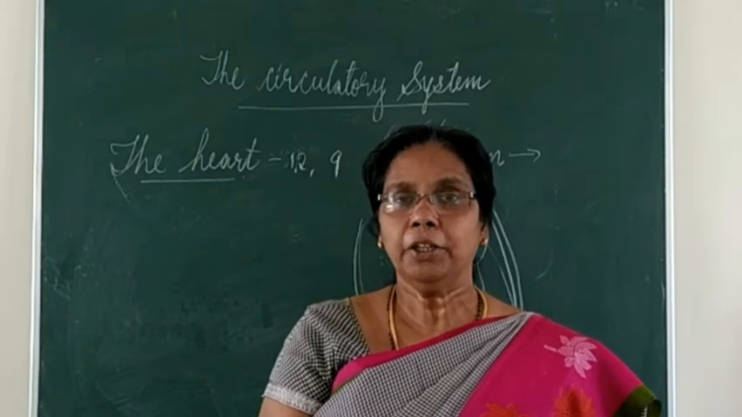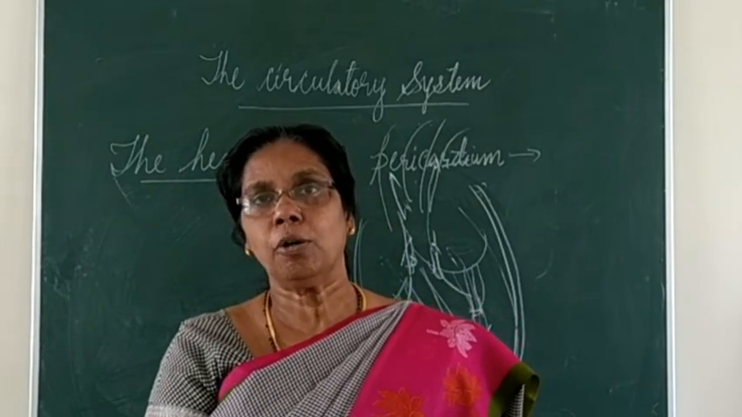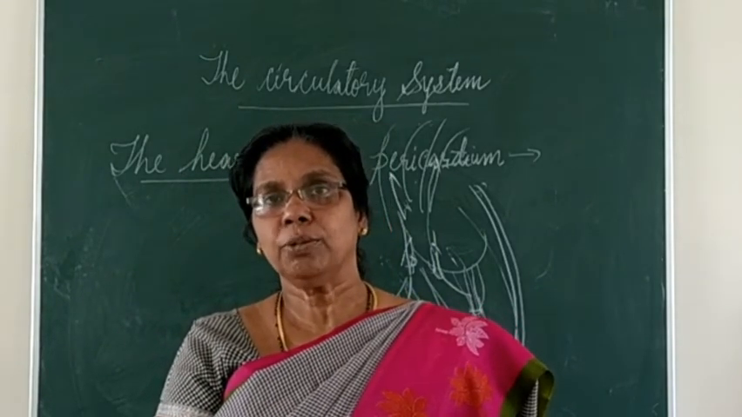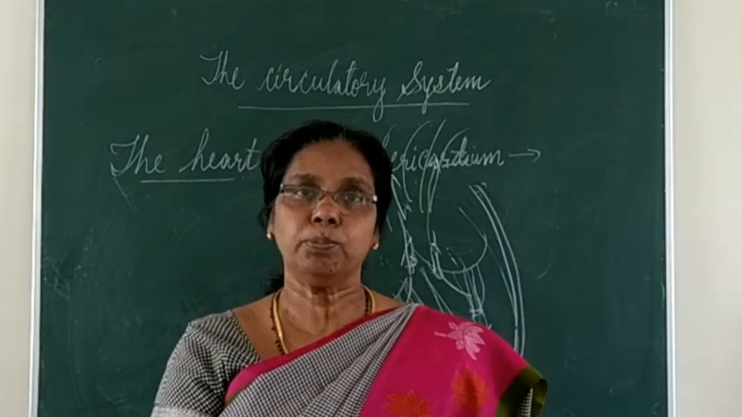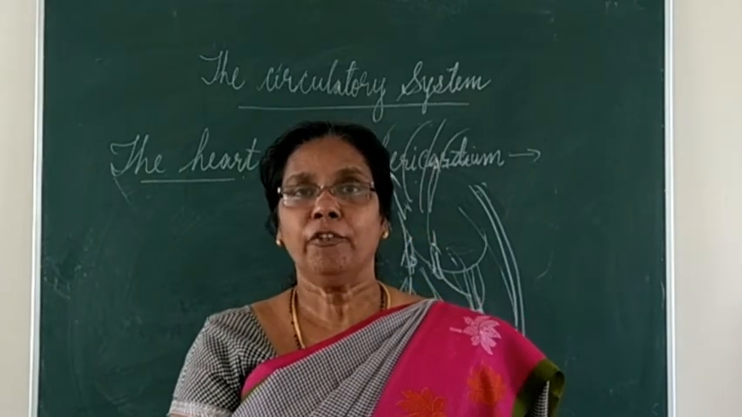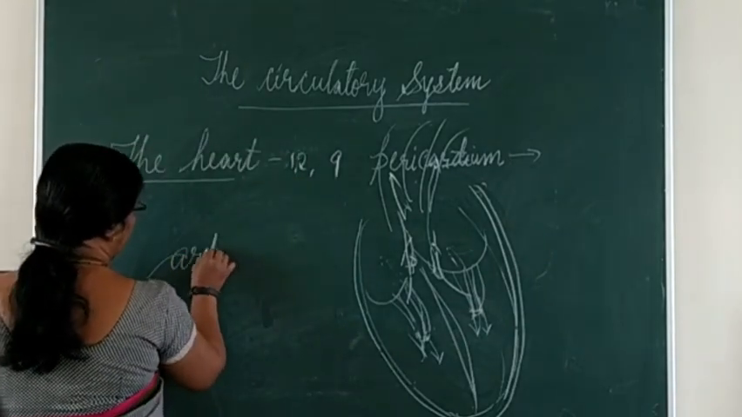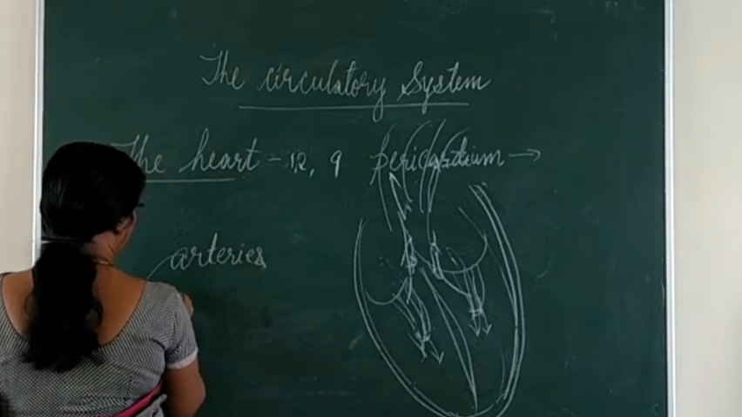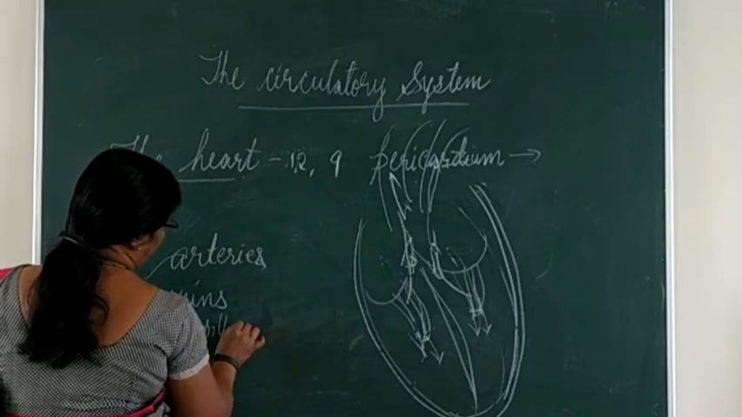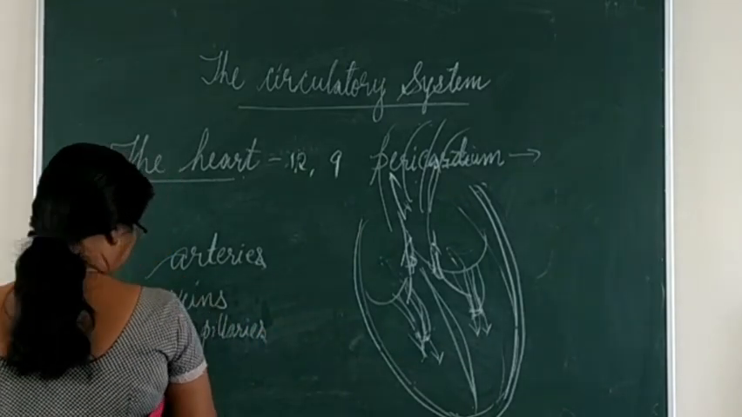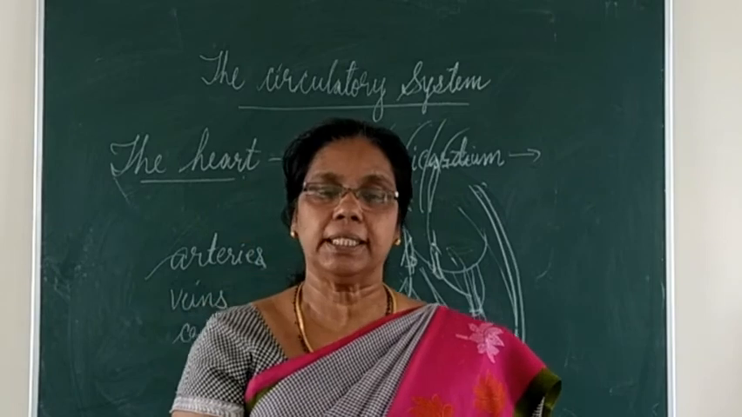What are blood vessels, or how many types of blood vessels are there? Yes, you already know there are 3 types of blood vessels. One is artery, the next one is vein, and the other one is capillaries. So these are the 3 types of blood vessels: arteries, veins and capillaries.